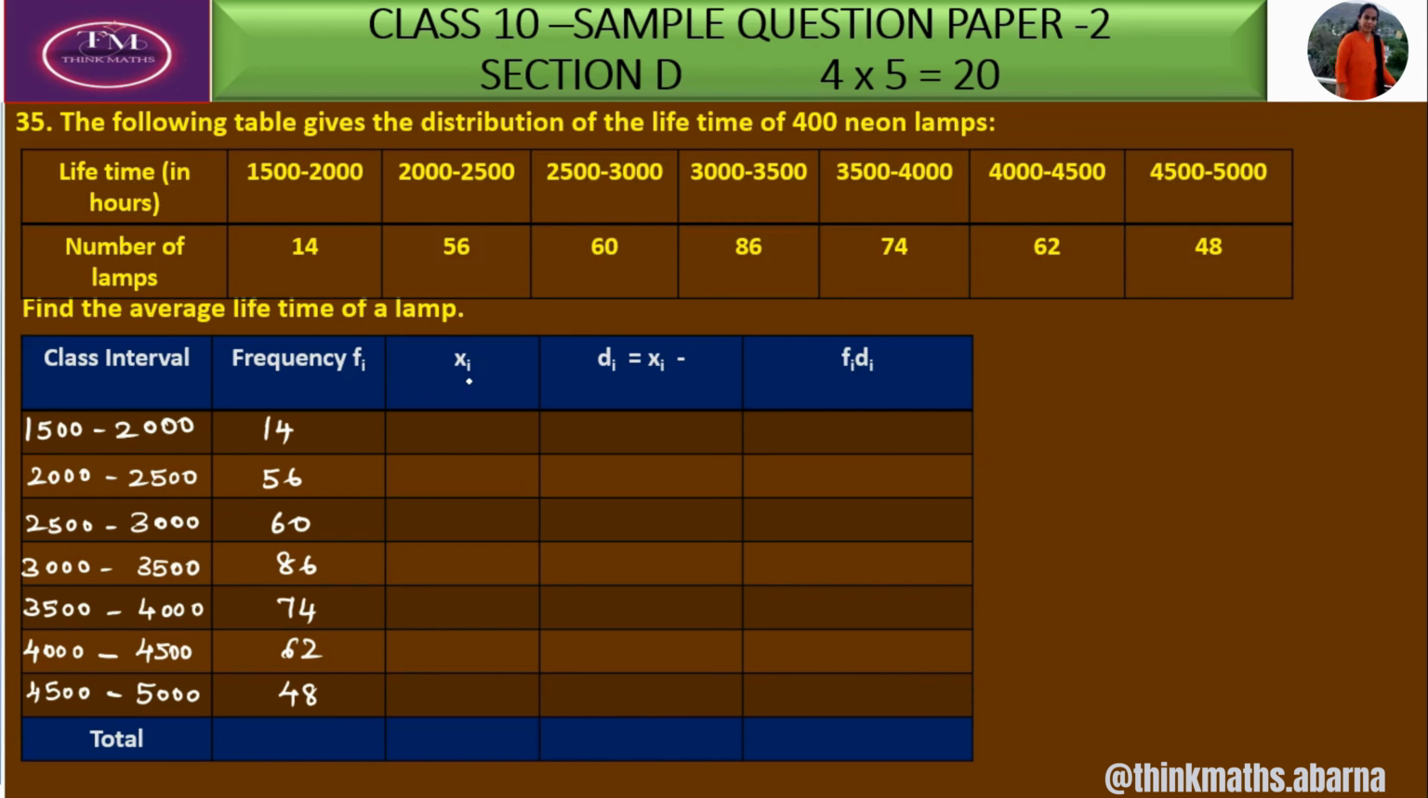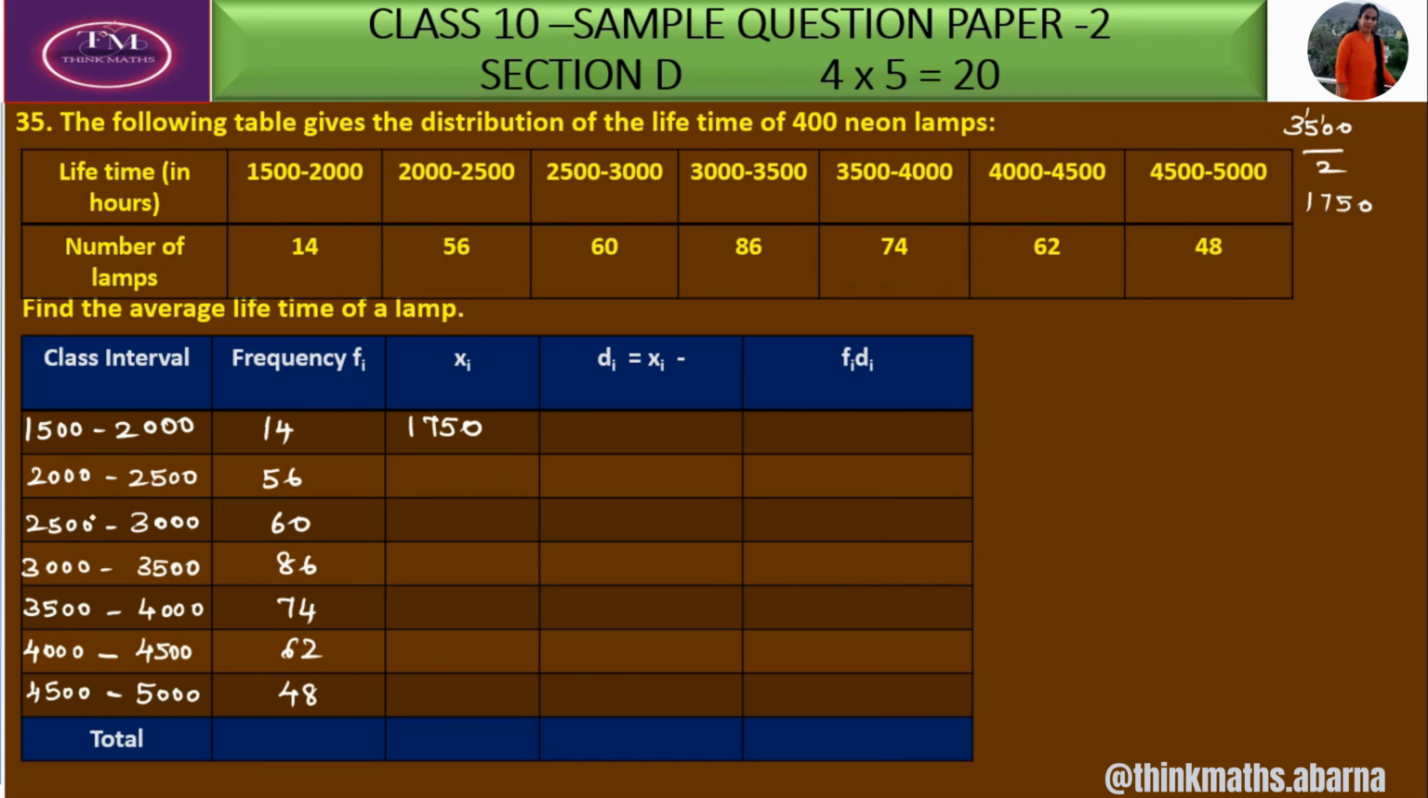Now we have to find xi. Xi is nothing but you add the lower limit and upper limit and divide by 2. So if you add 2000 and 1500, it is 3500, divided by 2. One 2 is 2, balance 1, seven 2s are 14, again balance 1, five 2s are 10. So I will get 1750.